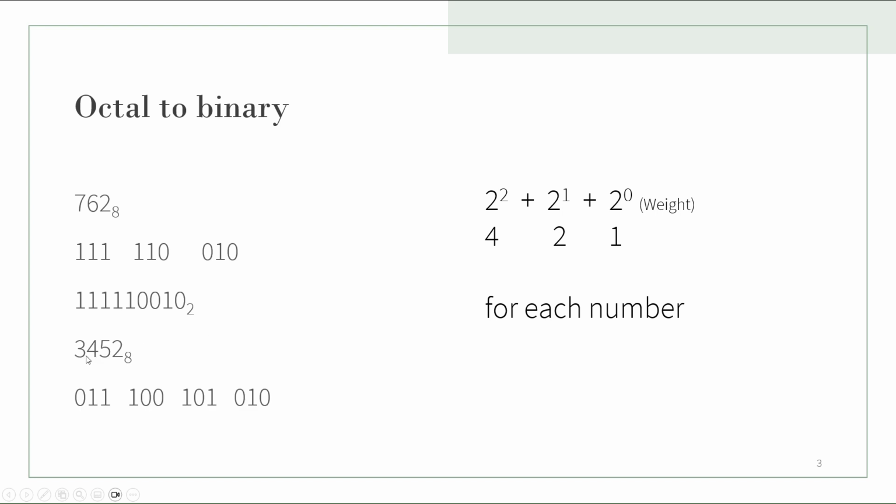So for 3, we only need the 2 and the 1, so we'd have 0, 1, 1. 4 would end up being 1, 0, 0. 5 would end up being 1, 0, 1. And 2 would be 0, 1, 0.